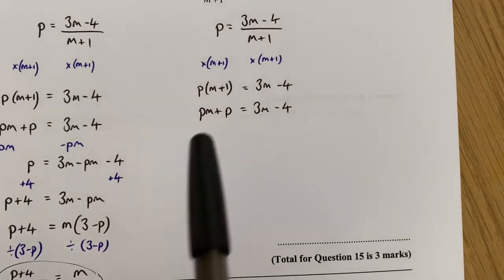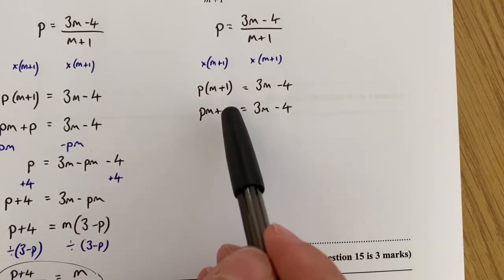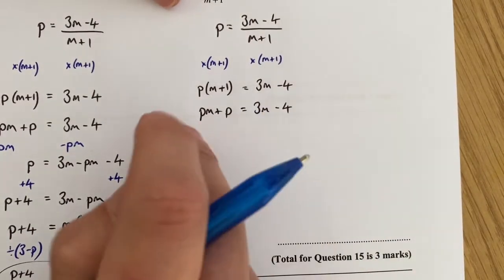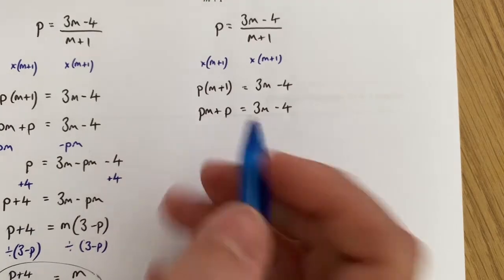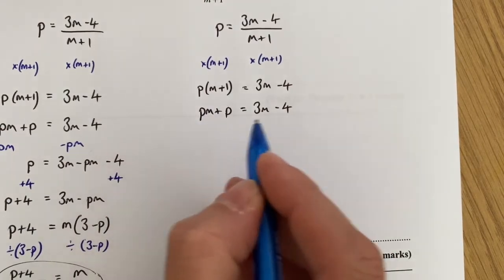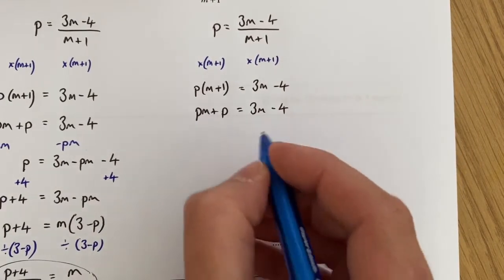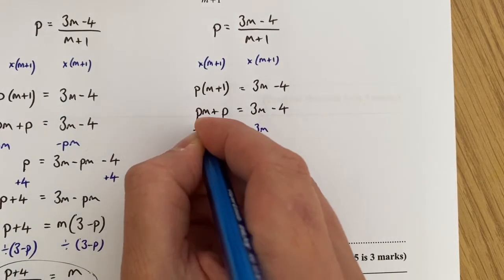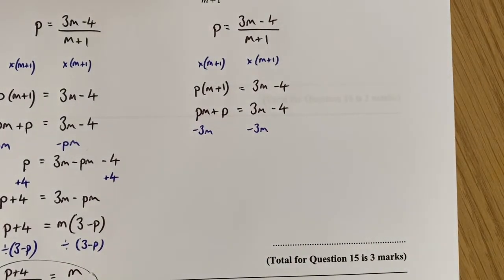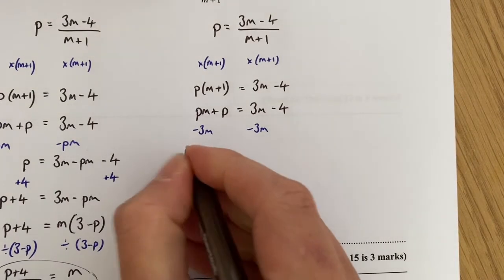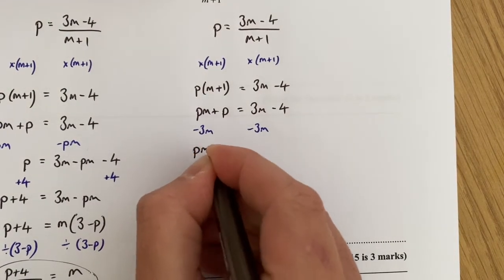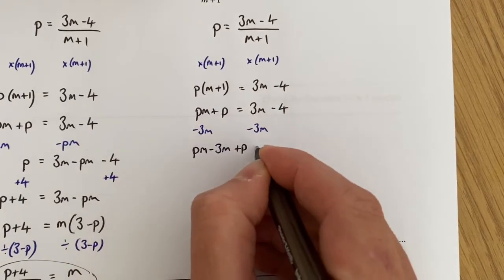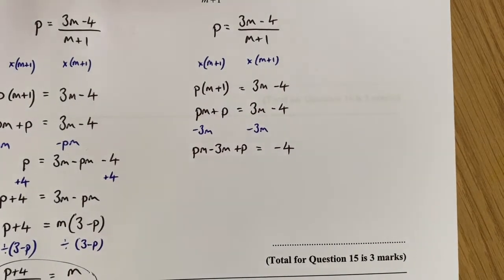And now I'm just going to do something a bit different here. This time I'm going to put the m's on the left hand side, and I'm going to put everything that doesn't have m on the right hand side. So if I just begin to do that, it means I'm going to take away 3m first. So that'll leave me with pm minus 3m plus p on this side and minus 4 on that side.